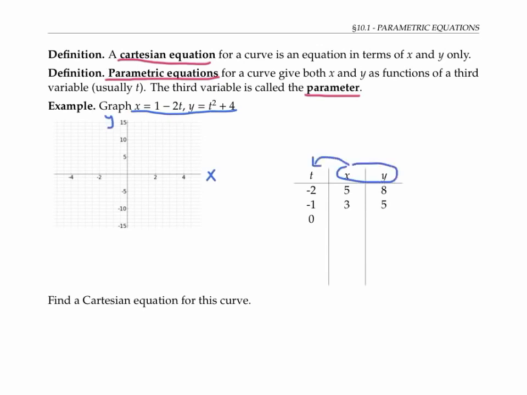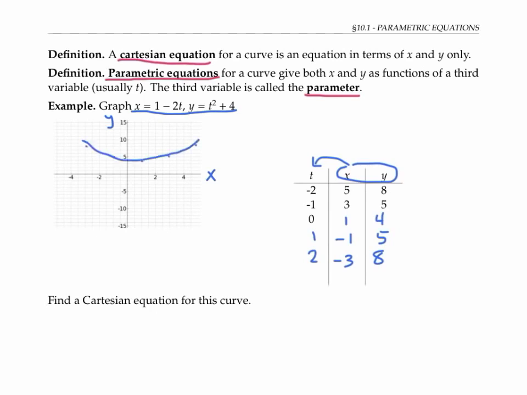For example, when t is negative 2, you can calculate that x, by plugging in negative 2 for t, gives you 5, and y, when you plug in negative 2 for t, gives you 8. Please pause the video for a moment and fill in some additional values of x and y for some additional values of t. Your chart should look like this, and when we plot the xy pairs and connect the dots, we get something like this.